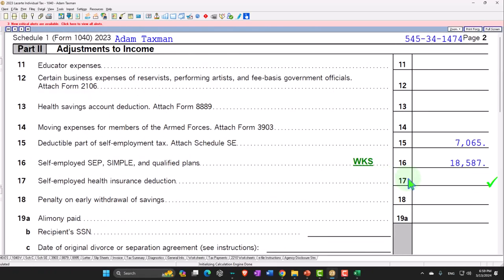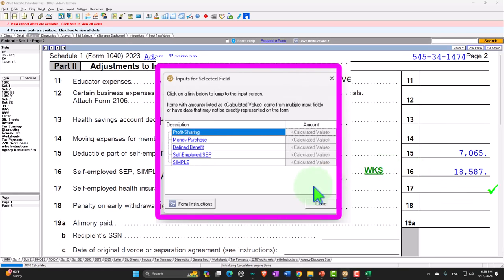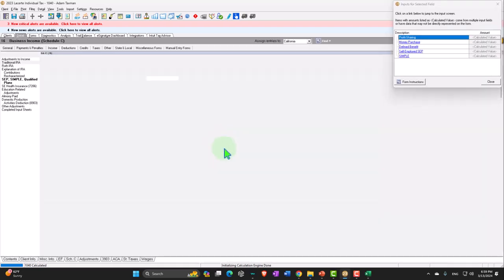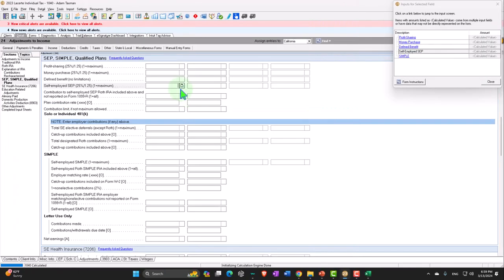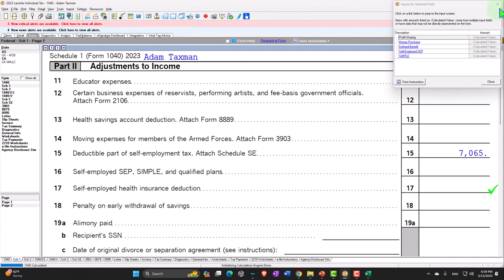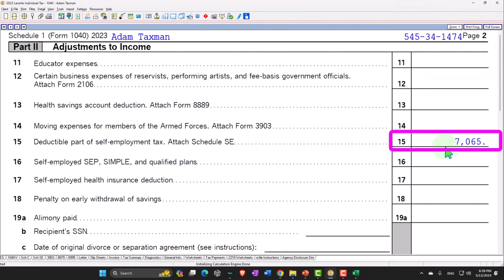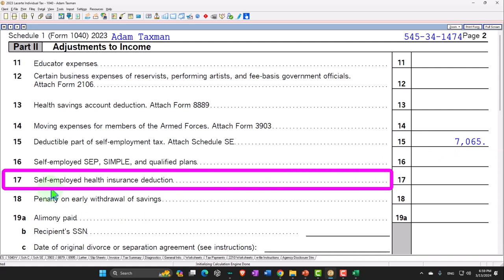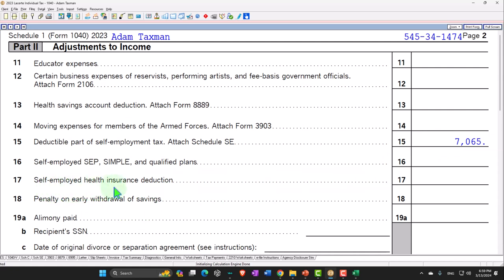And you can see now we still have the SEP that came into place. Let's take the SEP off just to make it easier. That was from a prior presentation. Let's remove that so we could focus on one thing at a time. So we've got half of the self-employment tax that is here, and now you might say, okay, now you have the self-employed health insurance.